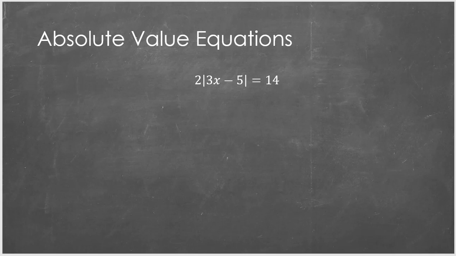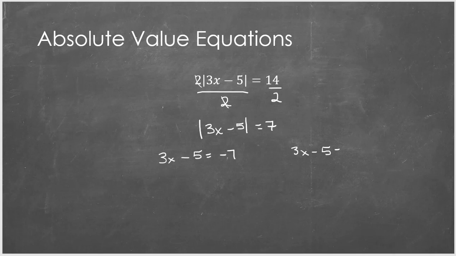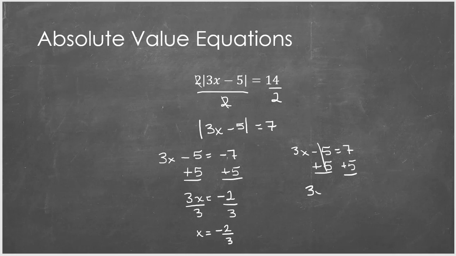For this example, it says 2 times the absolute value of 3x minus 5 equals 14. Here again, we have to first isolate the absolute value bars. To do that, I've got to divide by 2. And now I'm going to split my 2 equations. And now we just solve like normal. So x is negative 2/3 and x is 4.